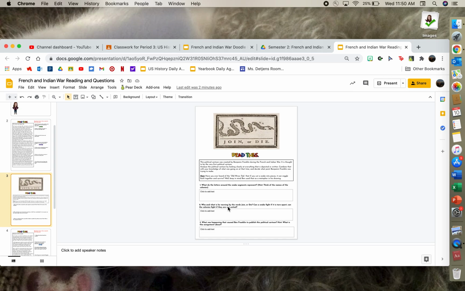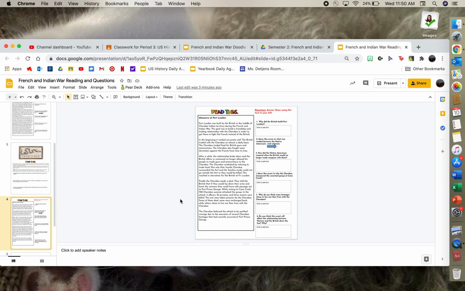Who and what was the warning by Join or Die? Can a snake fight if it's torn apart? Can colonies fight if they are not united? So if they are not working with each other, can they win or will they eventually lose? Number 3: what was happening that caused Benjamin Franklin to publish this political cartoon? What is the assignment about? So what was the main thing happening during this time?